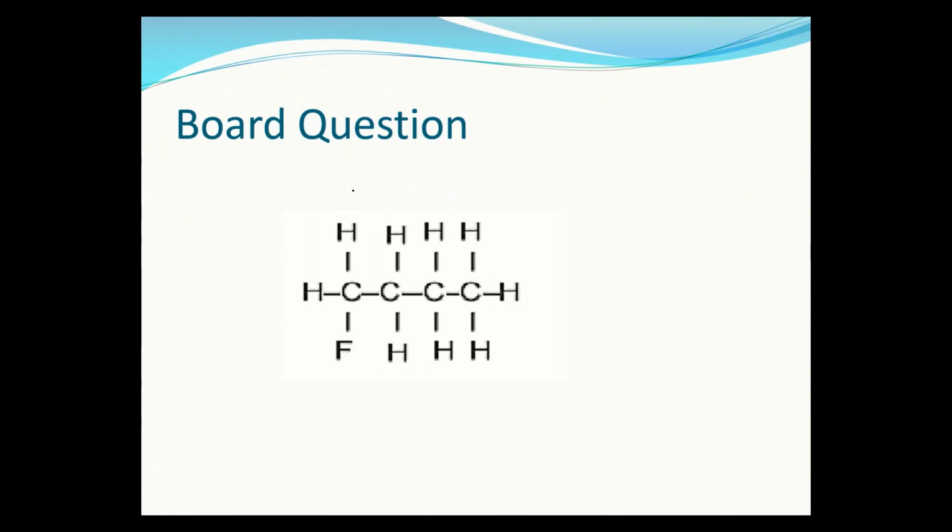Okay, so try this as a board question. Pause the video and see if you can do it. So we have 4 carbons in the middle, so it's butane. And then we have fluorine here, and it's found on the first carbon. So 1-, fluorine's hard to spell, F-L-U-O-R-O, fluoro. Sorry, 1-fluorobutane is the name of it.